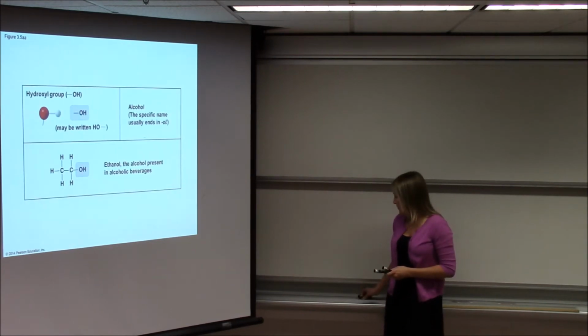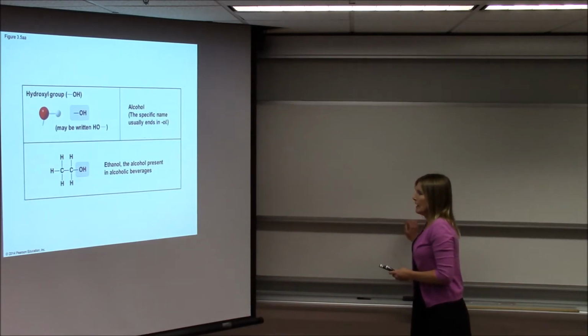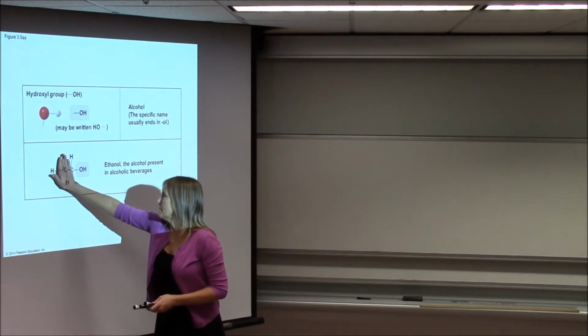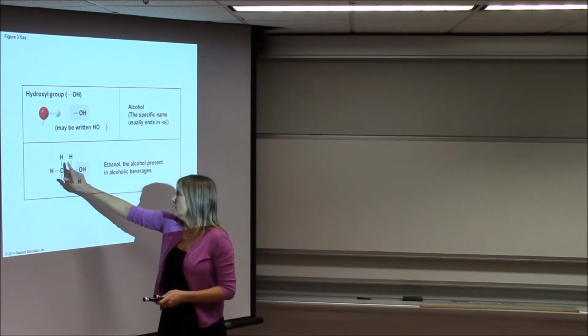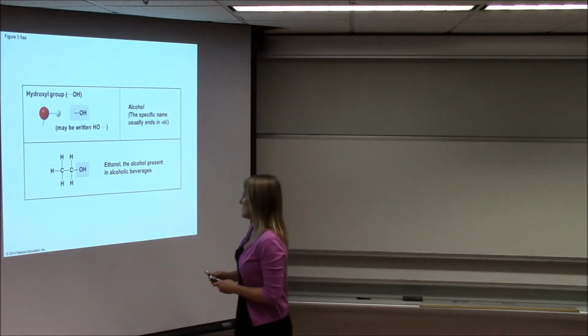Okay, the first functional group we're going to look at is the hydroxyl group. And as I draw these on the board, I'm going to do something similar to what they've done here, but I'm just going to draw one carbon as a shortcut. Hydroxyl group is just this oxygen and hydrogen together, OH.